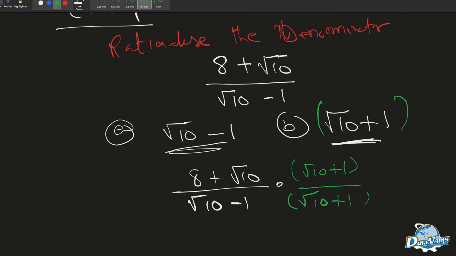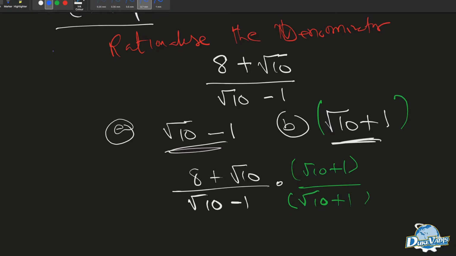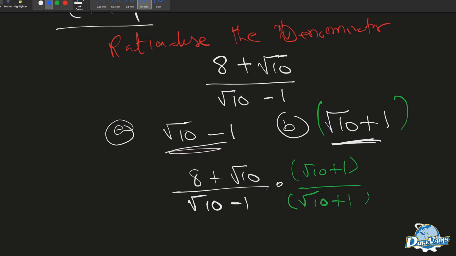Okay, so we haven't changed anything, because root 10 plus 1 divided by root 10 plus 1 is 1. So we haven't done anything. So what do we do? Now we are going to apply our properties of surds. Okay, now we know these two are multiplying.